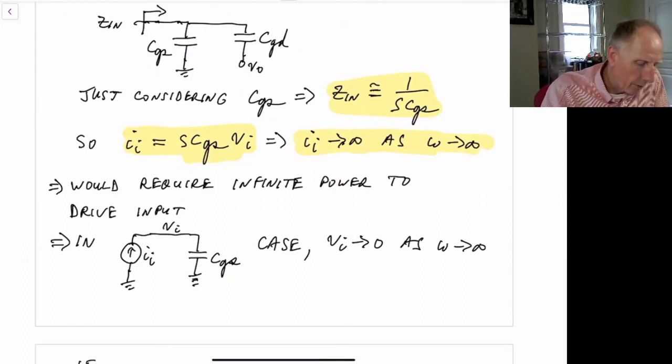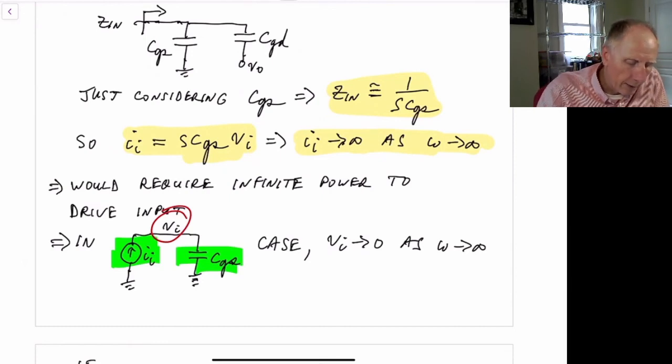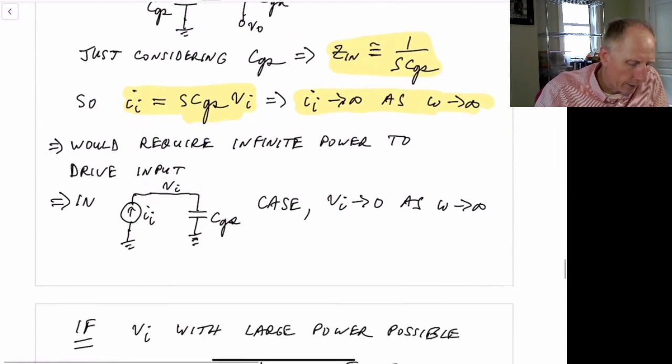How does a current source differ? In the current source case, we're driving CGS again, and we're developing, in this case, a voltage. So in the first case, we were driving it with a voltage, and we needed a certain current to drive it. In this case, we're driving it with a current, and it generates a certain voltage VI. What we find is that as omega goes to infinity, in this case, VI actually goes to 0. So it's not going to infinity, it's actually going to 0. So this is a much more realistic situation, and you can build it with some lab benches or lab equipment, and as long as you can build I sub I fast enough, you're not having to deliver a lot of power into it. So that's one aspect of it.